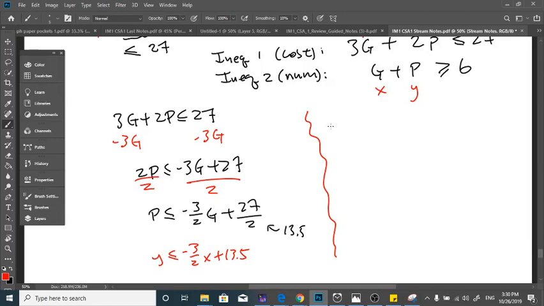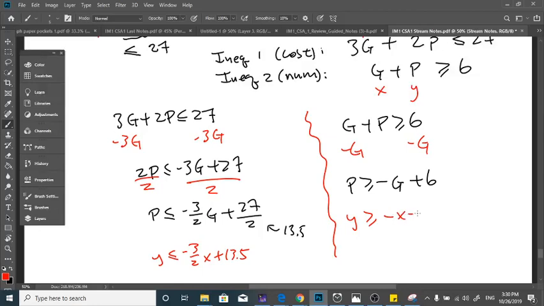Okay. And then the other one, easier. G plus p greater than or equal to 6. So then what we get here is minus g, and then p is greater than or equal to minus g plus 6. And again, you can look at this kind of like y is greater than or equal to negative x plus 6. And then from here, we are going to graph those two.